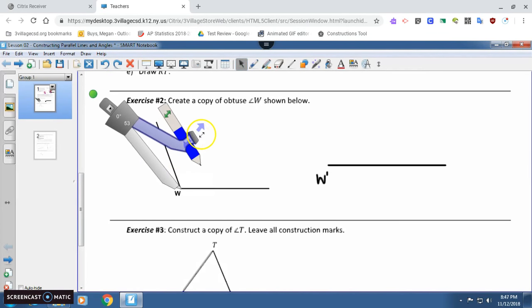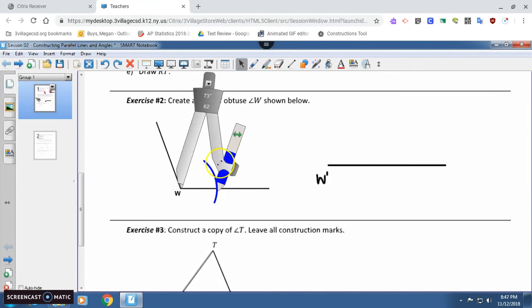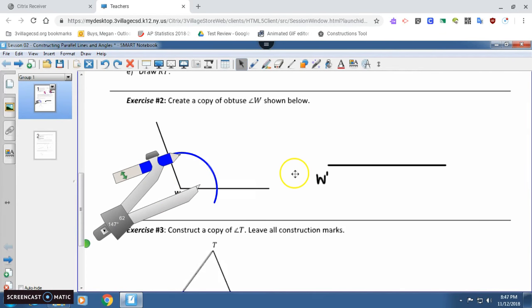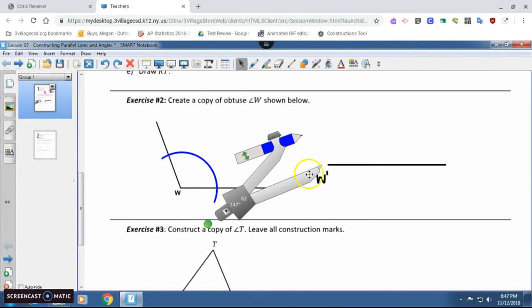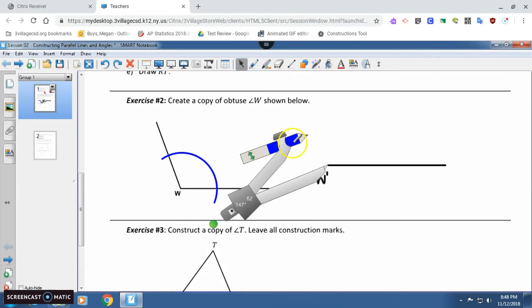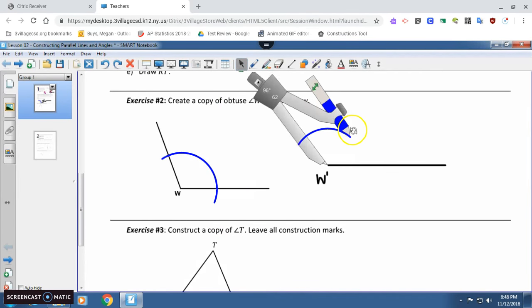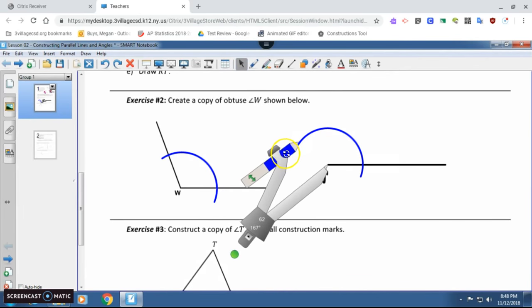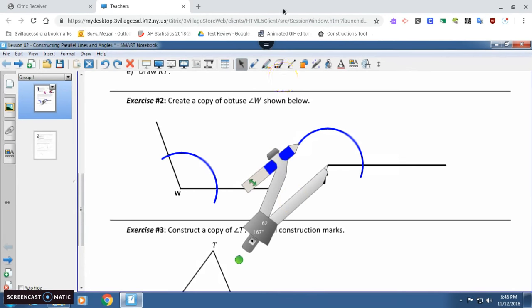First step is to make an arc. Only thing that has to happen when we make that arc is we want to intersect both points, so each ray has an intersection. Now it's important to go over to W prime and make sure that that same arc is built. Since we're making an obtuse angle, we want to make sure that we're on the larger side of this kind of right here, because we know it is going to pass somewhere along this area.